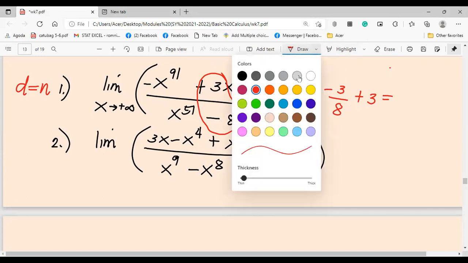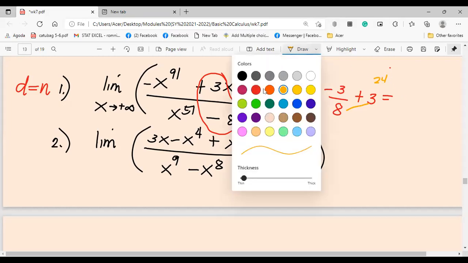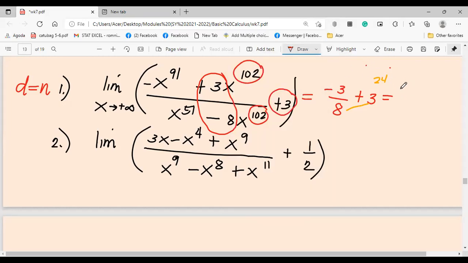Cross multiply. Kung wala kang calculator, pwede kang cross multiply. 8 times 3, 24. So, ano mangyayari na diyan? That will now become negative 3 plus 24 over 8. Okay? And that is positive. The answer is 21 over 8. Very good. Nakikita ko yung mga sagot niyo. Very good. The answer is 21 over 8.